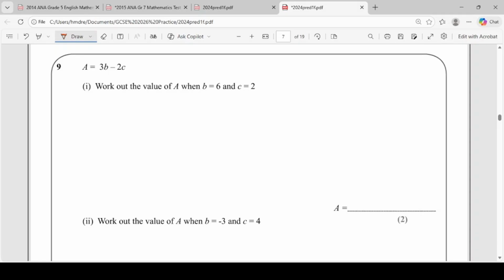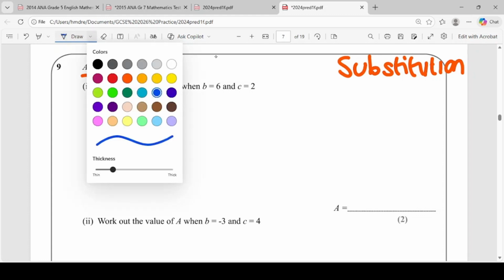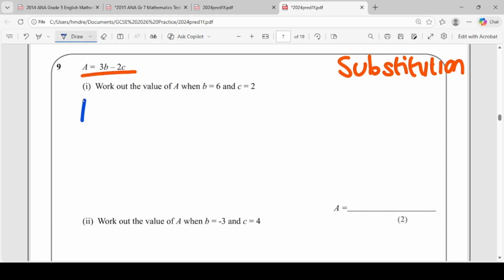Question 9. We on algebra now. This is what we call a substitution question. So if you're struggling with this, that's what you need to look at. We've got this equation. Work out the value of A when B is 6 and C is 2. These ones are really straightforward. So if you get this one, you're going to be really thankful. So we've got A is equal to 3B minus 2C.